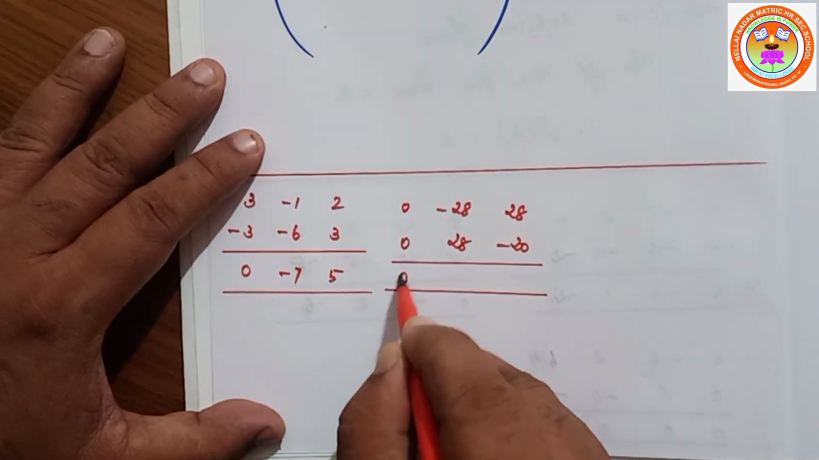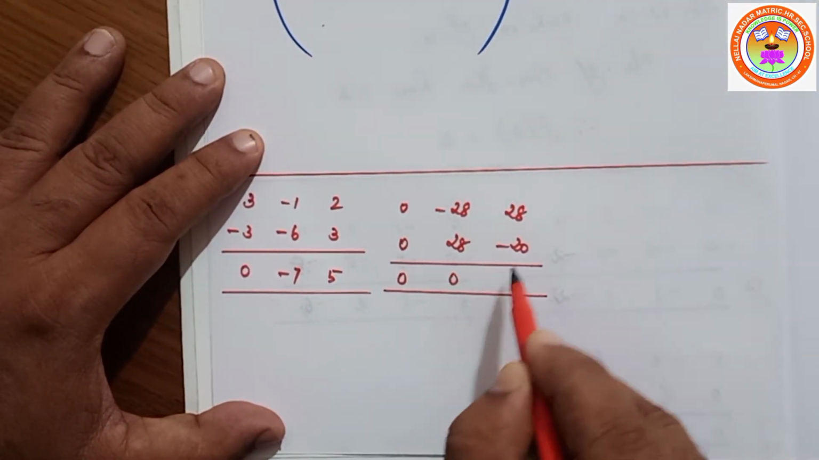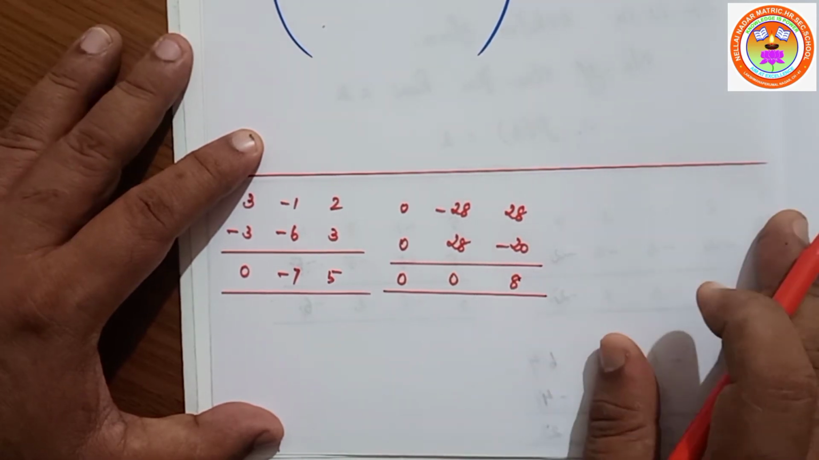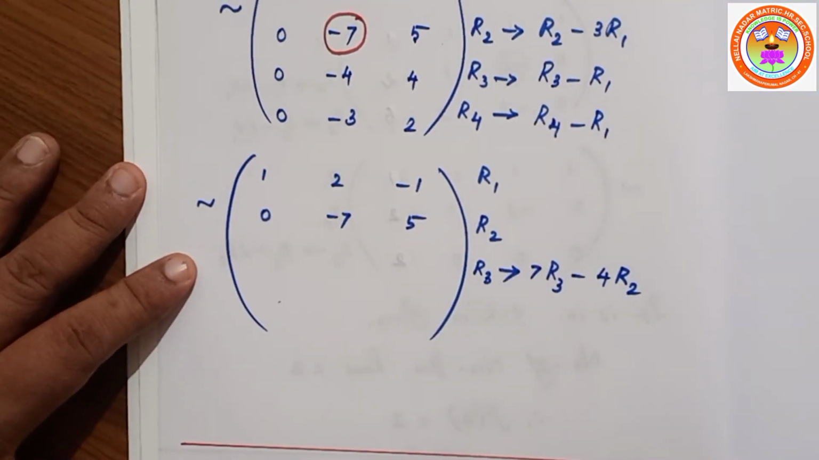So 0, 0, 0, minus 28 plus 28, 0. 28 minus 20, that is 8. 0, 0, 8. Right?